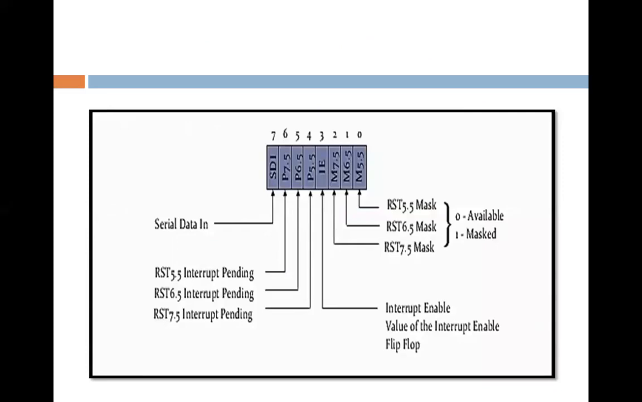The first 3 bits, RST 5.5, 6.5, 7.5, show whether each is maskable or non-maskable. Then I is interrupt enable. Then RST 5.5, 6.5 and 7.5 show the status of whether the interrupt is pending or not, and SID is serial data in.